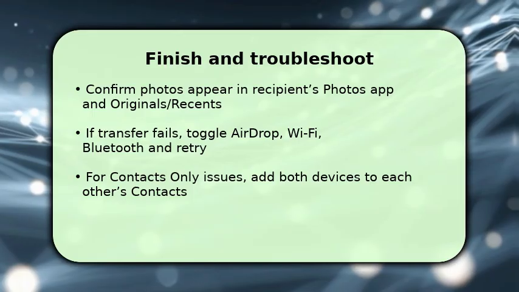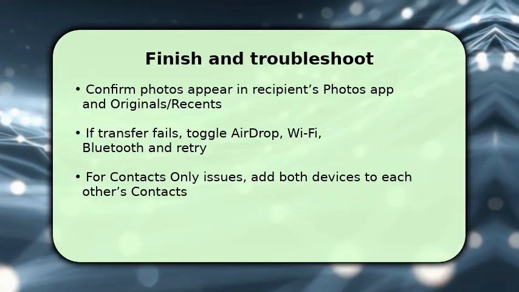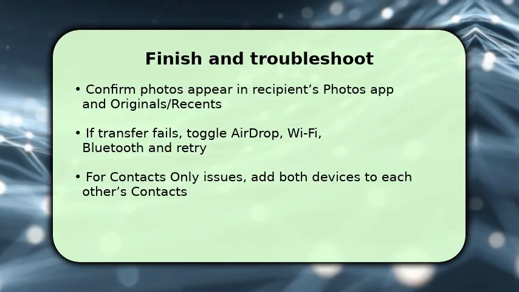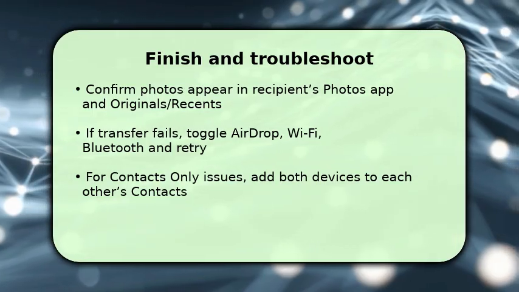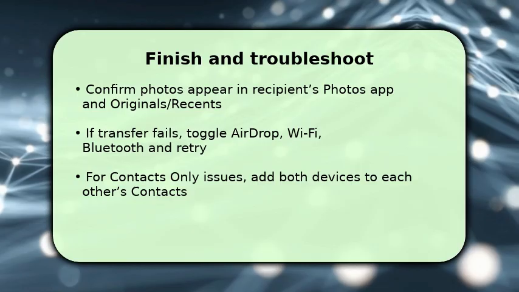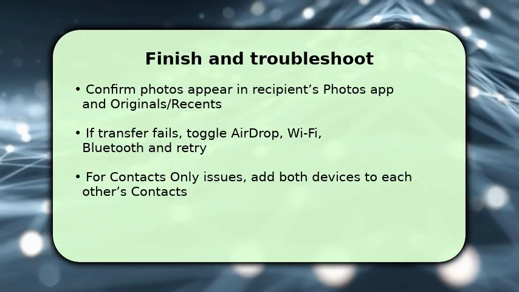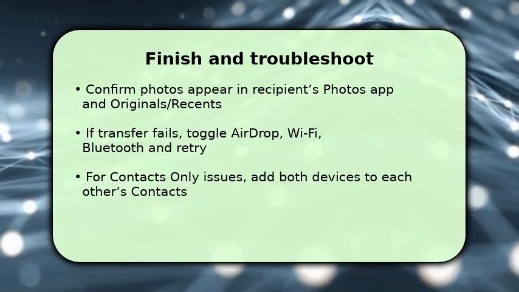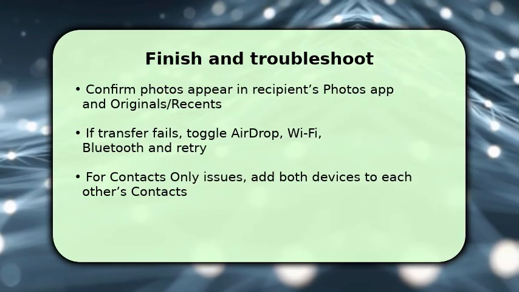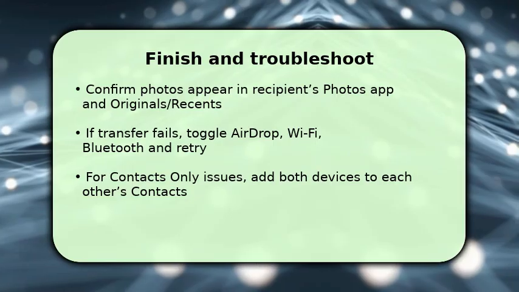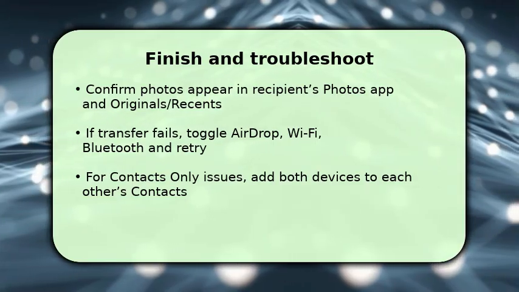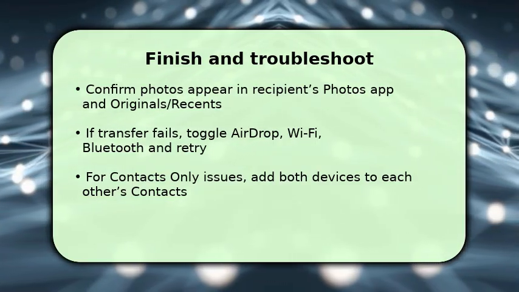If something goes wrong, first toggle AirDrop off and on, then cycle Wi-Fi and Bluetooth. Sometimes a quick restart clears lingering discoverability problems. If you use contacts only and the sender isn't in contacts, switch to everyone momentarily or add each other to contacts, then retry. As a last step, ensure both devices run up-to-date OS versions because compatibility can affect transfers.